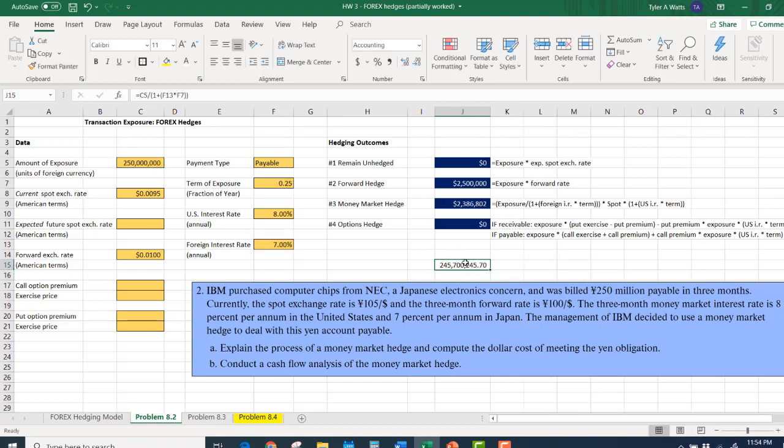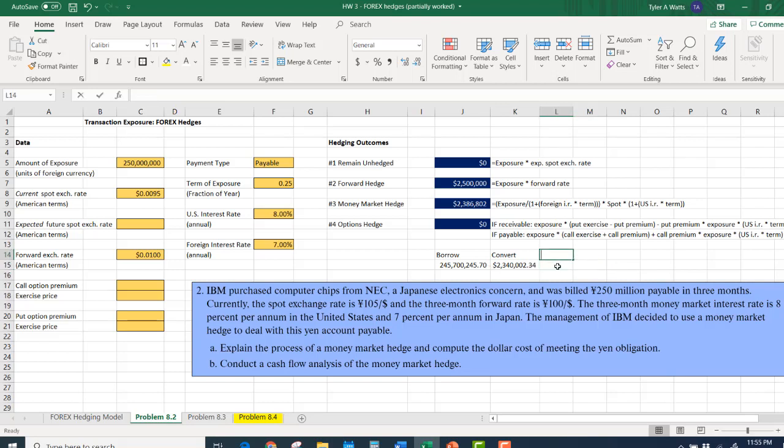So we'd borrow 245.7 million yen basically. And then we're going to convert that. So let's write it down like this. Borrow, convert it to dollars at the spot exchange rate. So that's going to be, let's show that as dollars, $2.34 million.